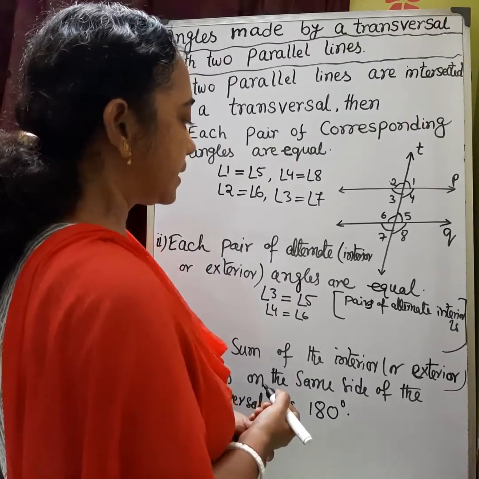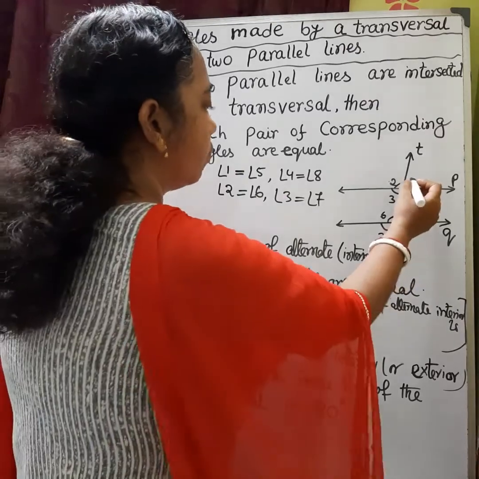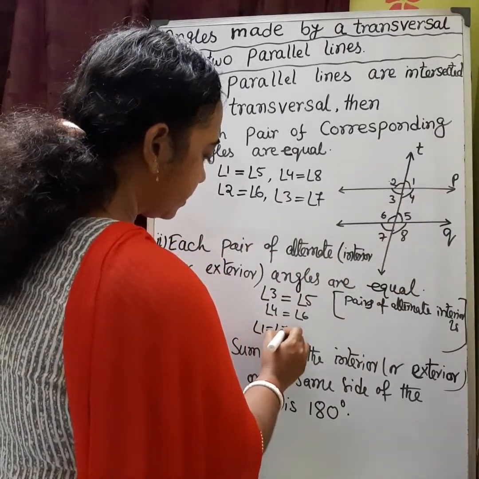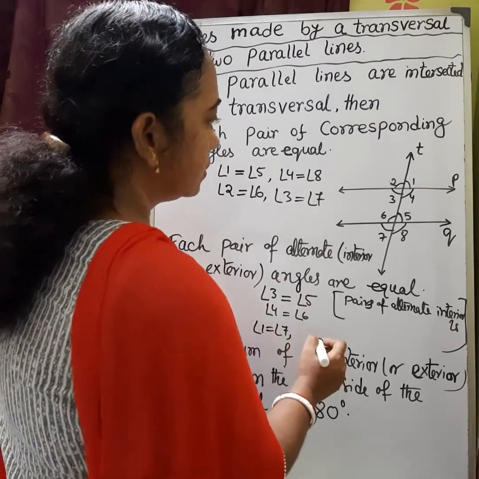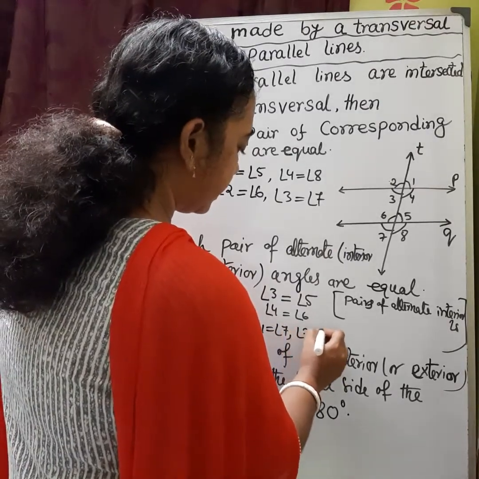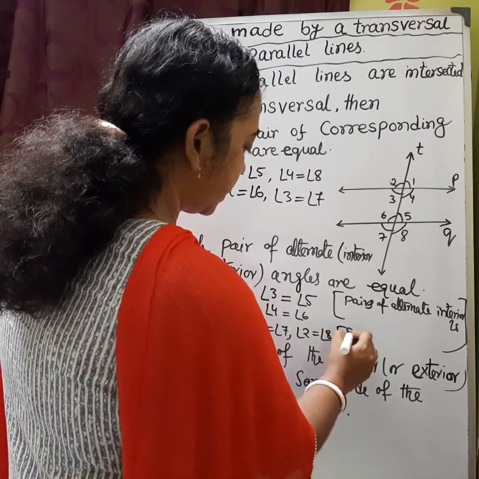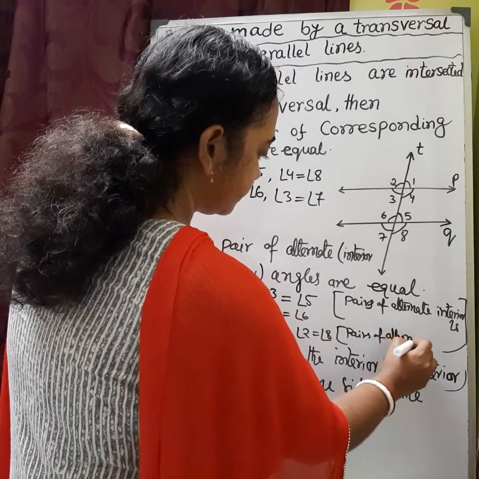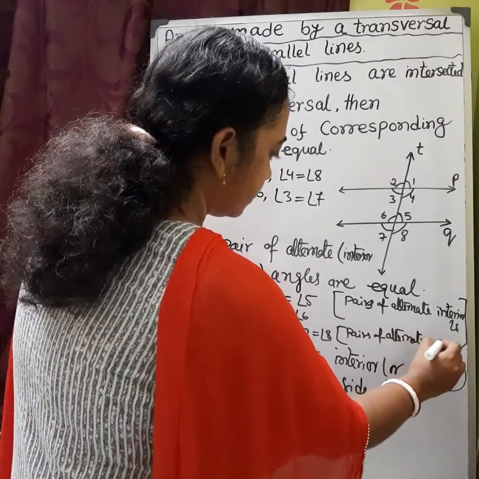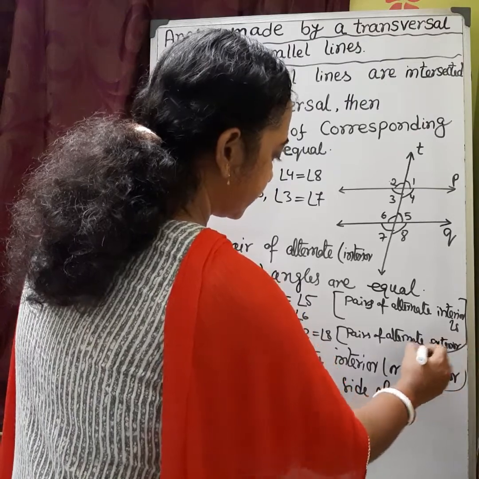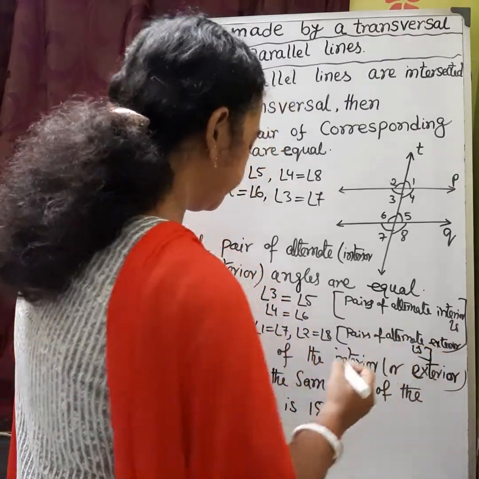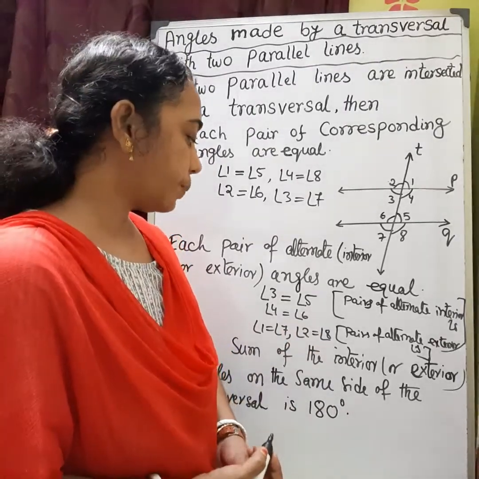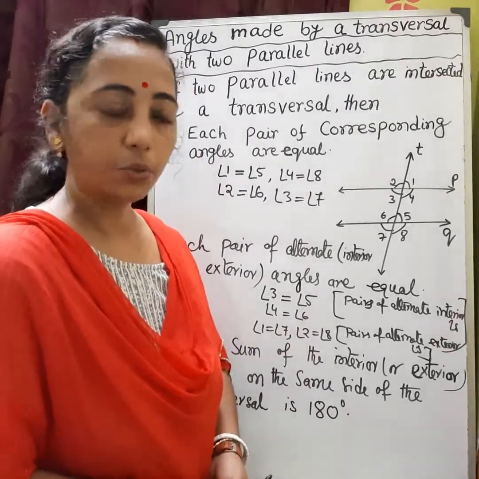Now if we consider the exterior angles, then angle 1 is equal to angle 7, and also angle 2 is equal to angle 8. So these are called pairs of alternate exterior angles which are equal. So here also we are getting 4 pairs of angles. These are 4 pairs of alternate angles which are equal.